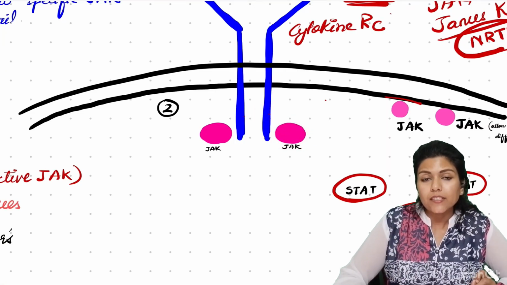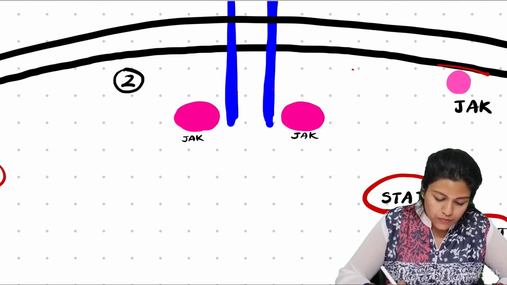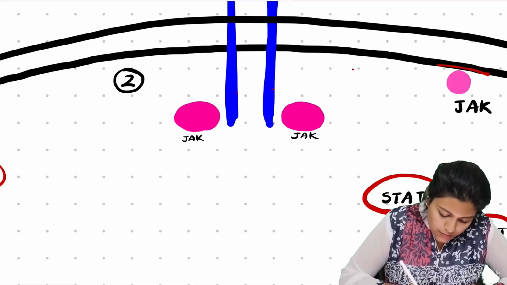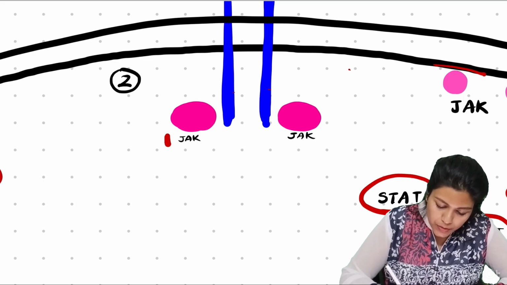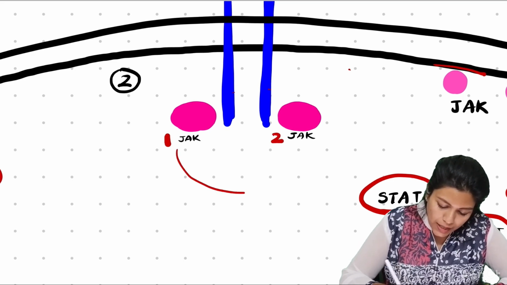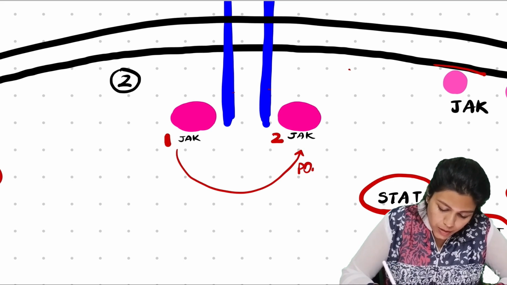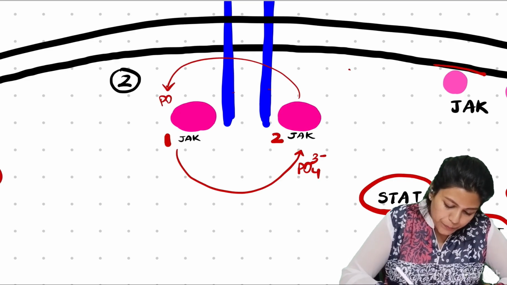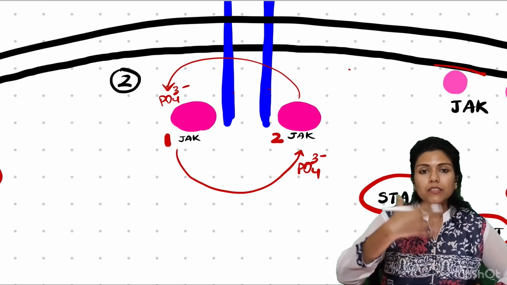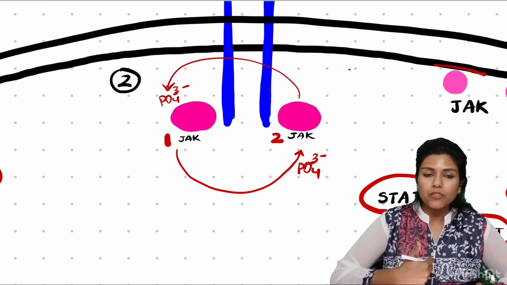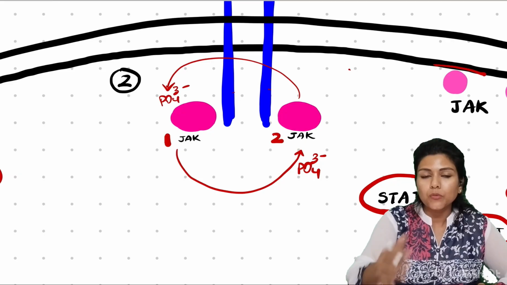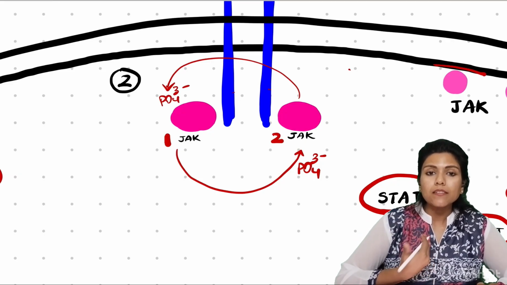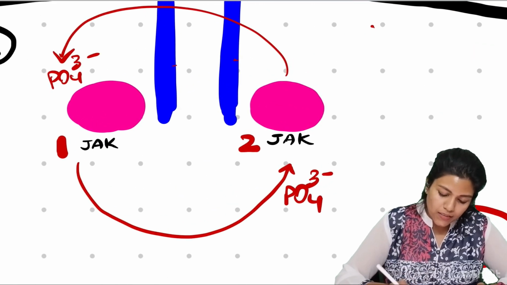So we are calling it a Janus kinase. It will add a phosphate group to one another. This is JAK number one, and this is JAK number two. Number one will add a phosphate group to number two, and number two will add to number one. So I'll give you one, you give me one. And to whom are they giving it? To the tyrosine of the JAK itself.